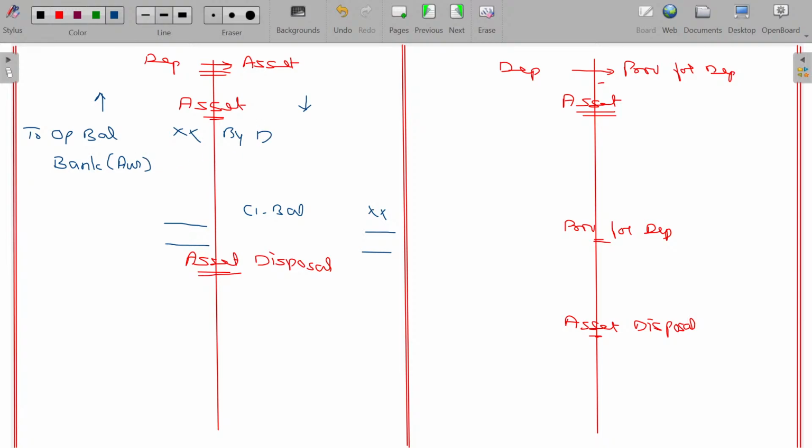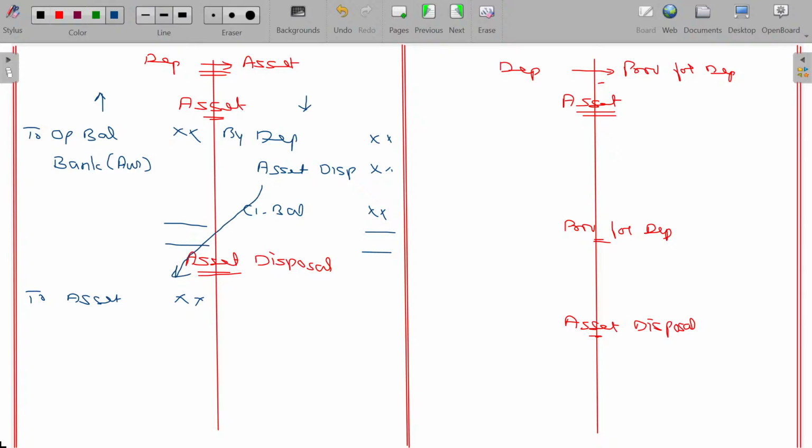Here, depreciation reduces the value. And in case of sale, we have a new account called asset disposal. So it is transferred to the asset disposal account. Here, asset disposal account, I transfer here to the asset account. Is that okay?